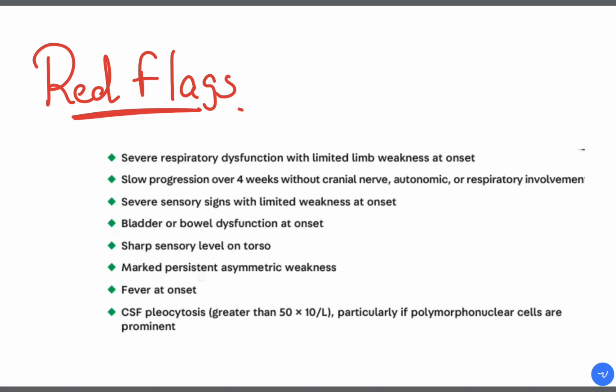Then marked persistent asymmetric weakness. As I said, GBS is a symmetric flaccid ascending weakness. So if there is asymmetry, consider other diagnoses. Fever at onset. Again, if there is CSF pleocytosis, we will discuss this in the diagnosis part, that there is albuminocytological dissociation, wherein the protein part will be much higher and cells will be much less. If you have more cells in CSF examination, then please consider other diagnoses. Okay, so these were all the red flags.